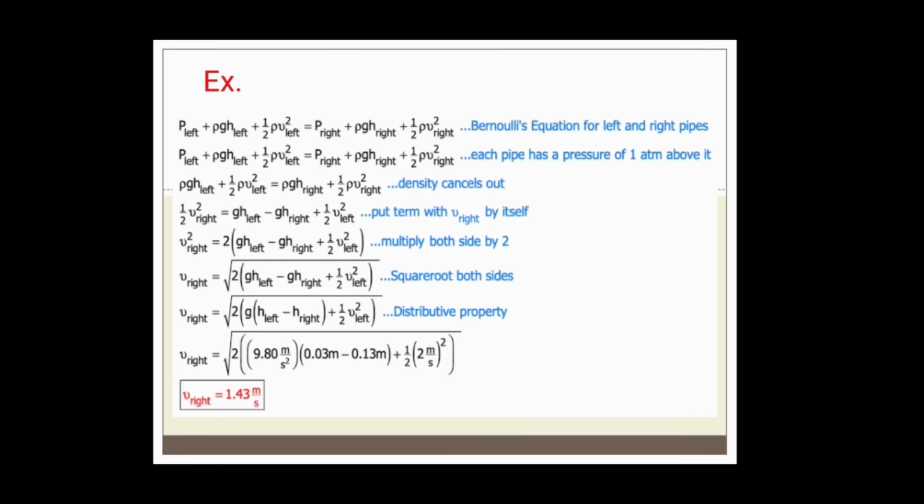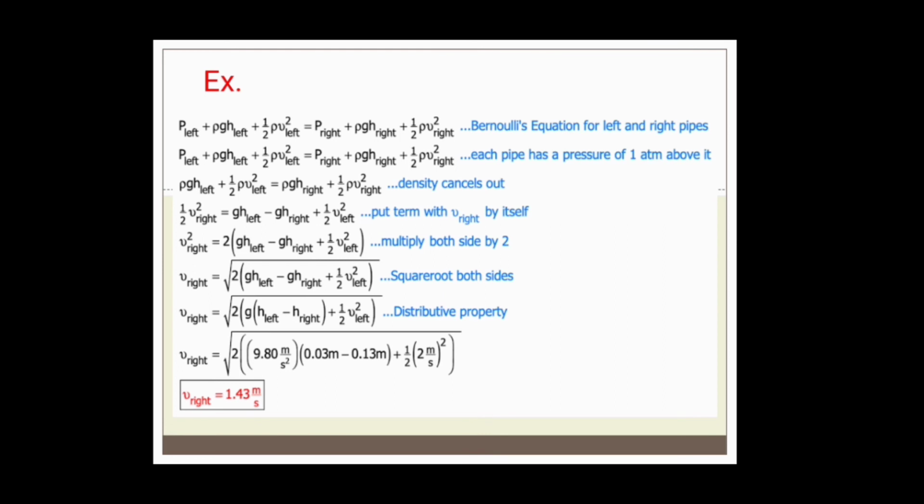So this is an example of the Bernoulli equation. The formula is, for example, the Bernoulli's equation for left and right pipes. Each pipe has a pressure of 1 atm above it. So P left plus rho g h left plus 1/2 rho V squared left equals P right plus rho g h right plus 1/2 rho V squared right. So the density cancels out. So it becomes g h left plus 1/2 V squared left equals g h right plus 1/2 V squared right. Put the term with V right by itself.